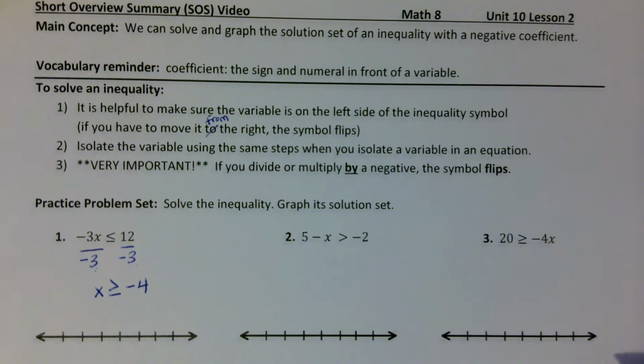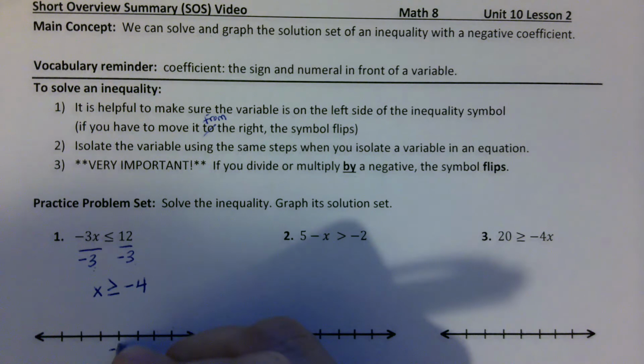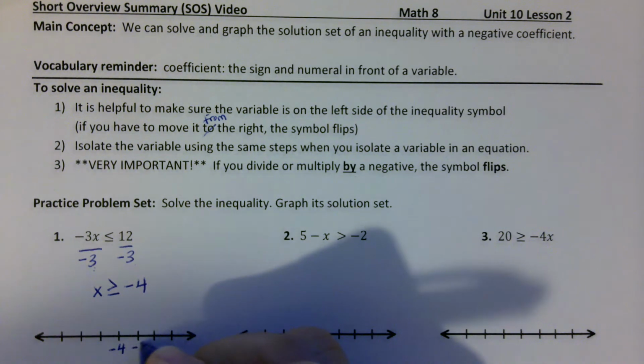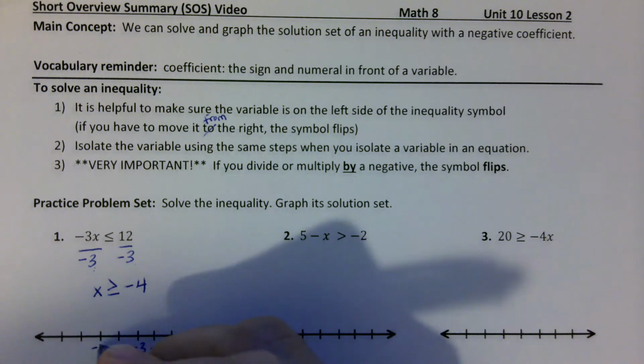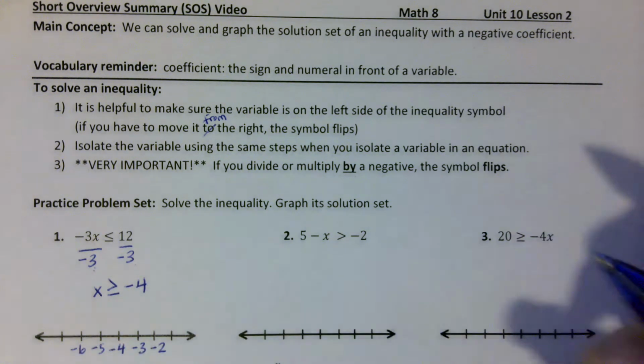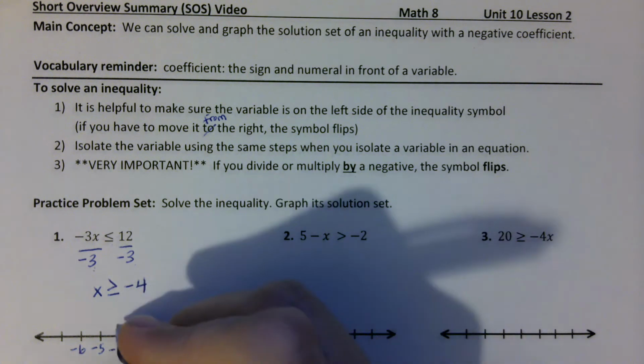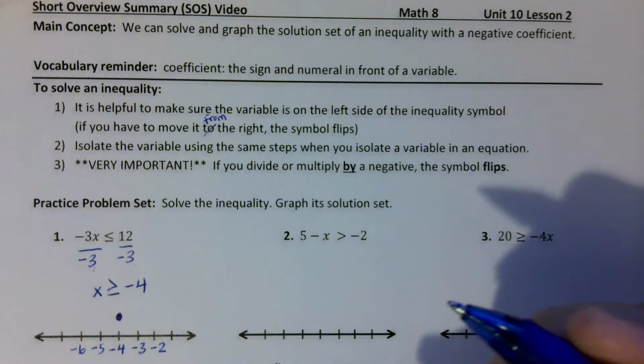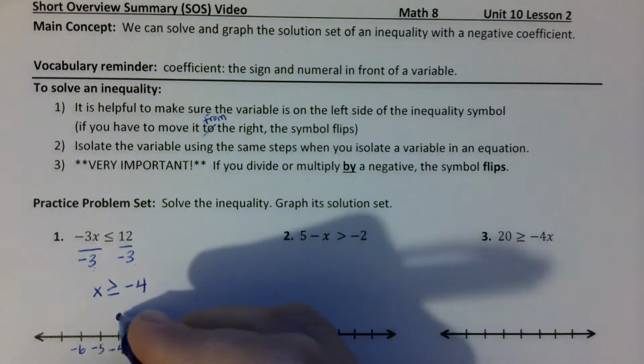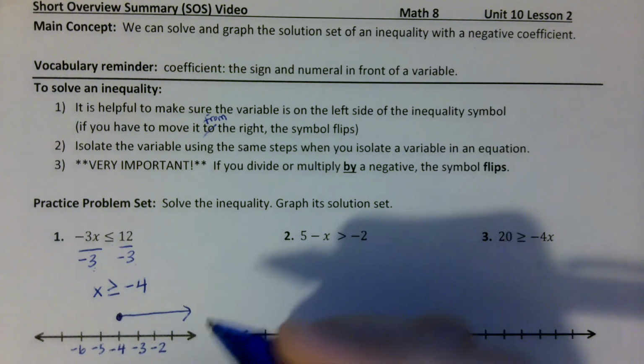So how do we graph that? Well, we have negative 4 in the middle. We're going to have a few numbers to the right of it and a few numbers to the left. X is greater than or equal to, so that's going to be a closed circle, and all the numbers that would be more than that would be shaded to the right.